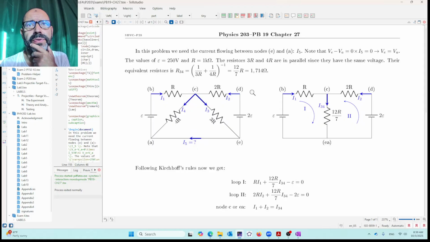So basically, this is the original problem. The original problem had an EMF, a resistor, twice the resistor, three times the resistor, and four times the resistor. And we just followed the naming when we were solving it: I1, I2 coming through 2R, I3 coming through 3R, I4 coming through 4R. And since we really did not have any good guess on where the current was going, if any at all, from node E to node A, we labeled it I5.